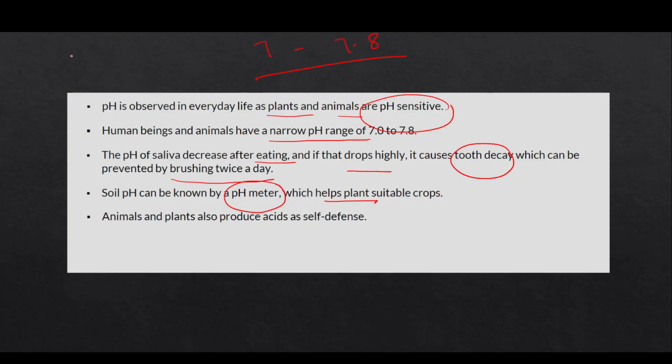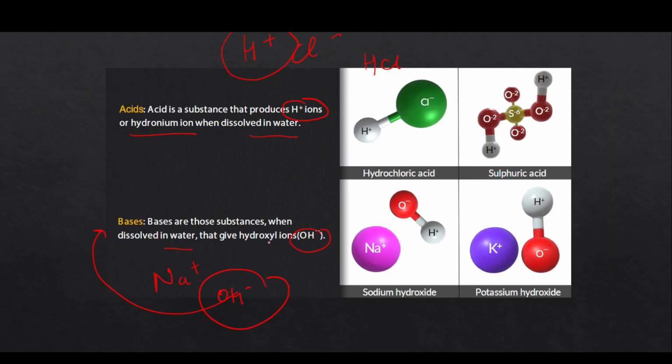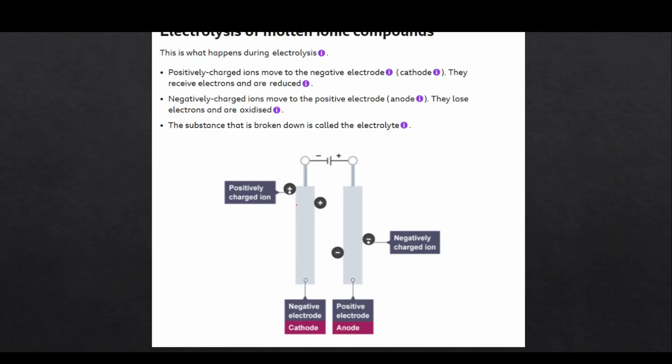So when we add base to acid, it gives salt and water. To neutralize acid, base is added, and this reaction, acid plus base gives us salt and water. This is called a neutralization reaction. So animals and plants also produce acid as self defense, right? Like bees and all. Then this is electrolysis of molten ionic compounds.